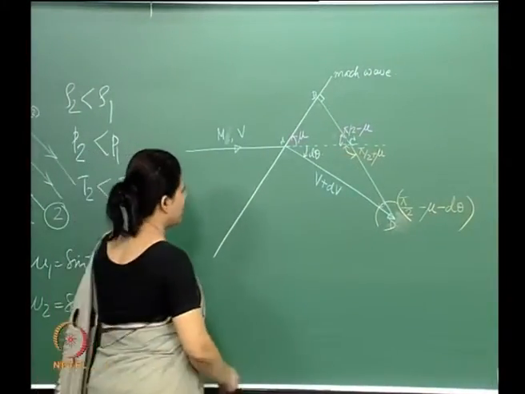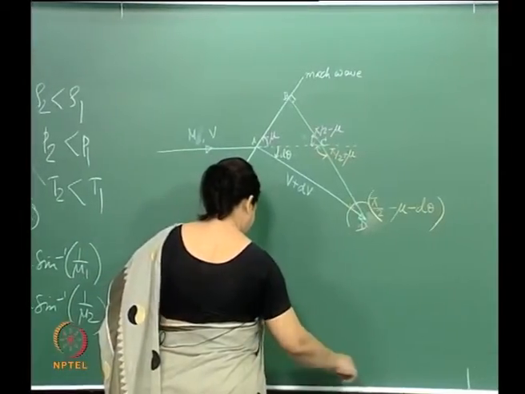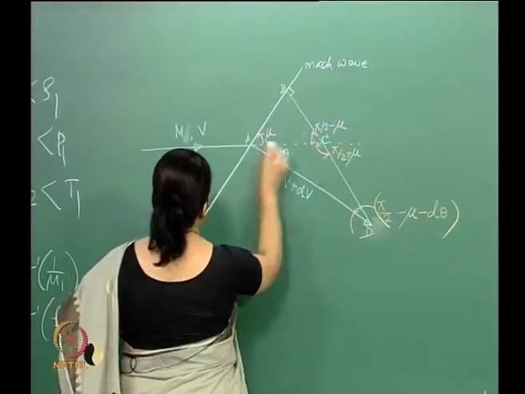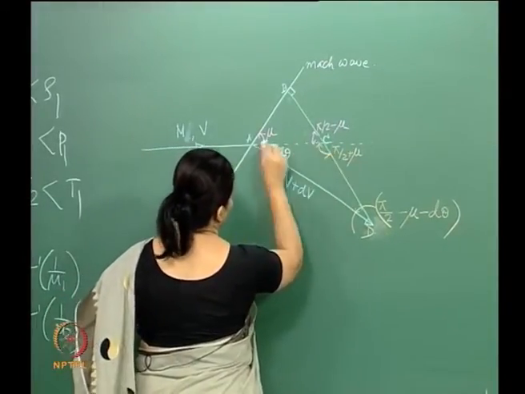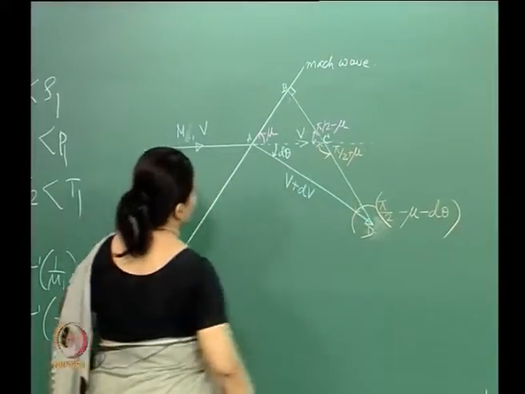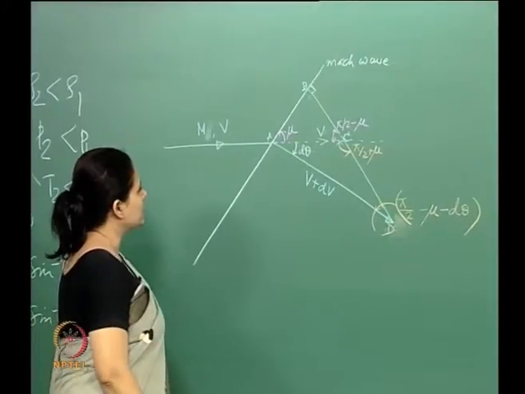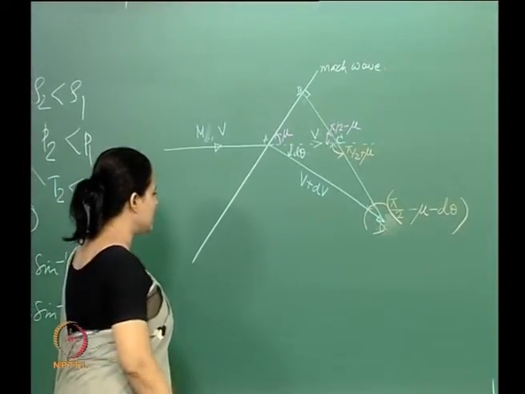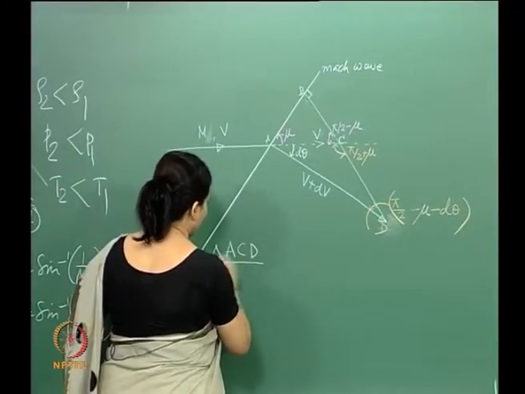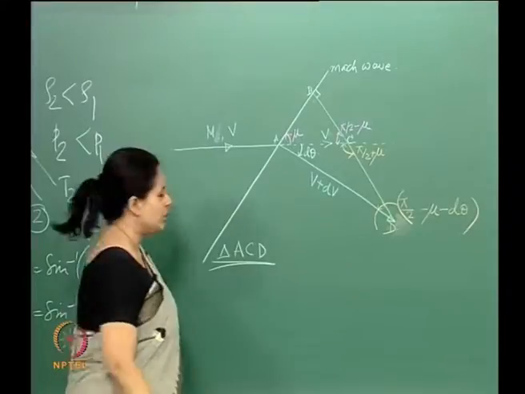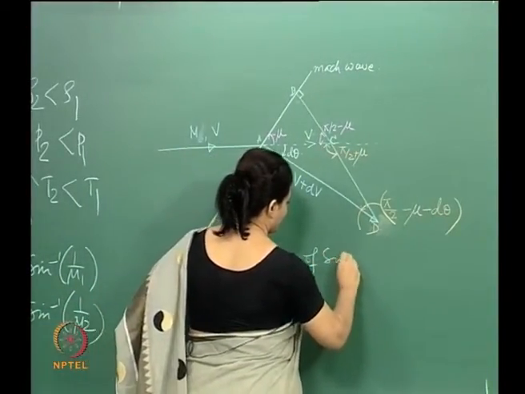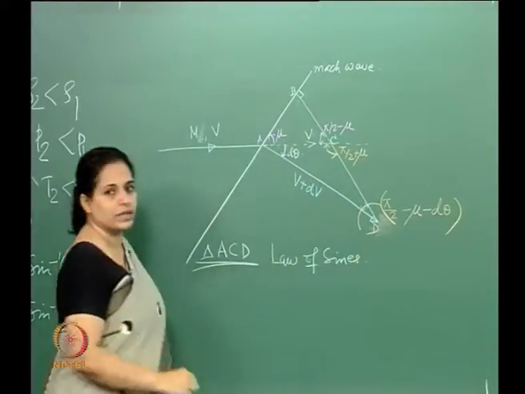Okay. Now, this was the velocity, the incoming velocity, say v. Now, let us consider the triangle ACD. Look at the triangle ACD. If I do that and use the law of sines, this is from basically the math, right.